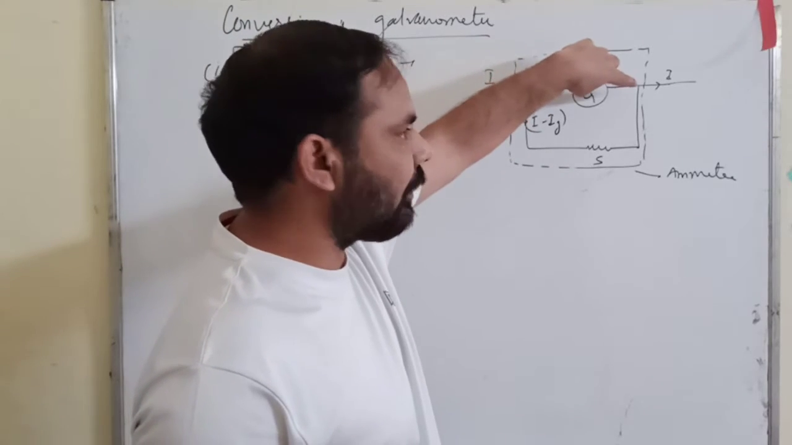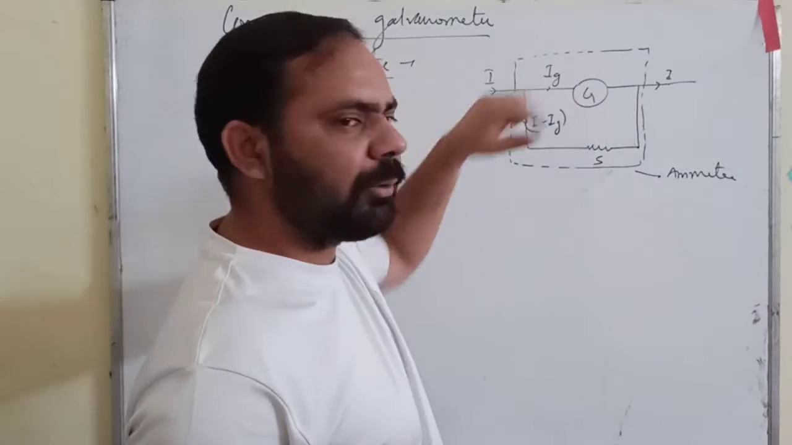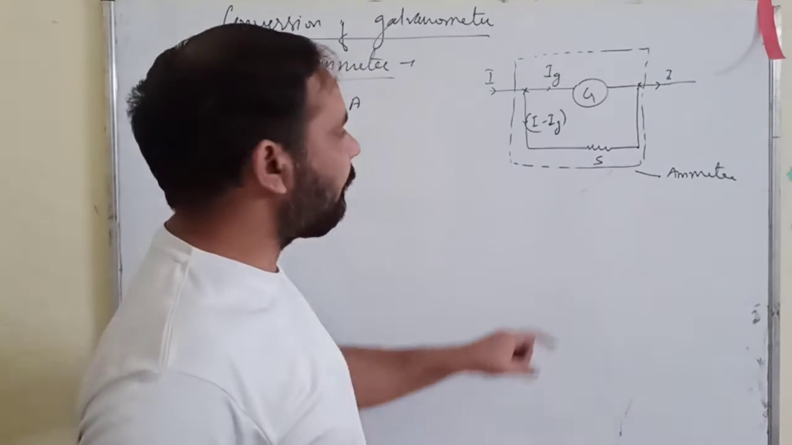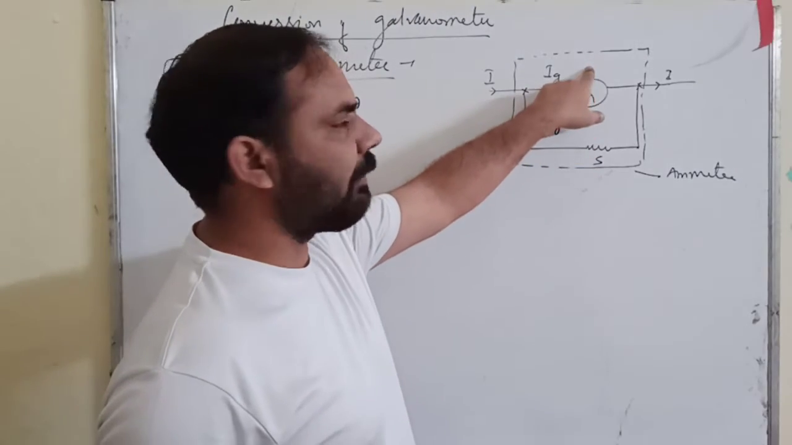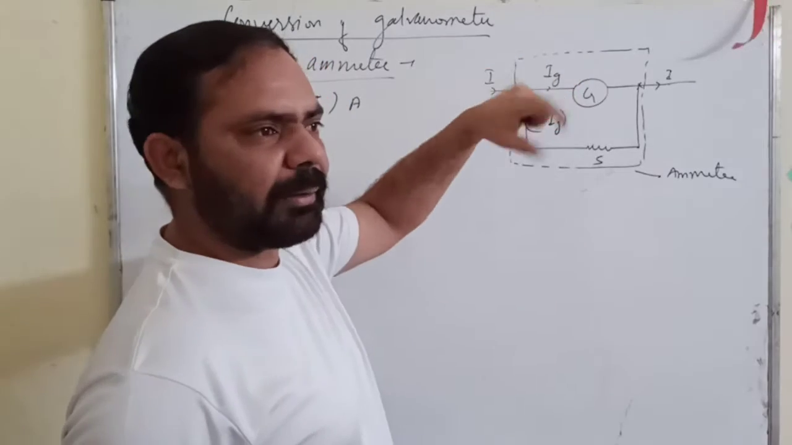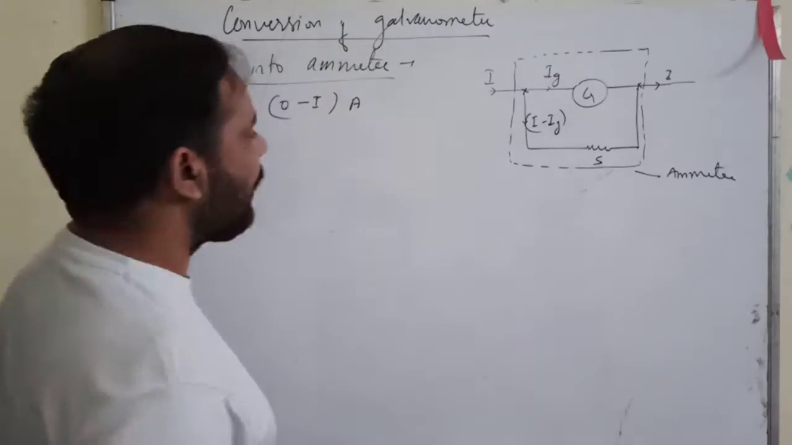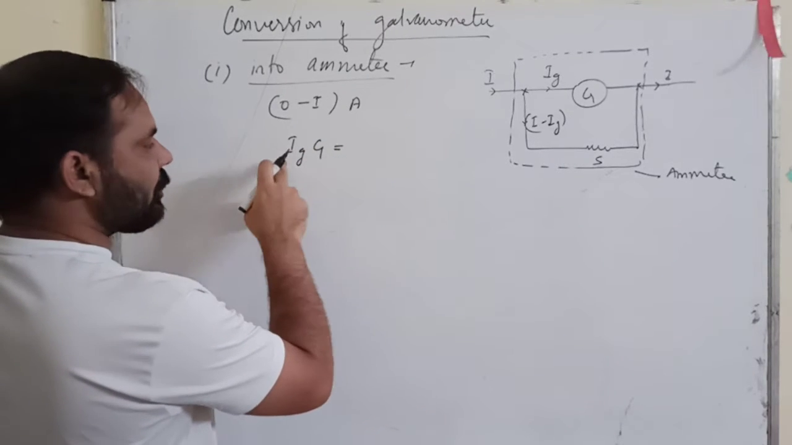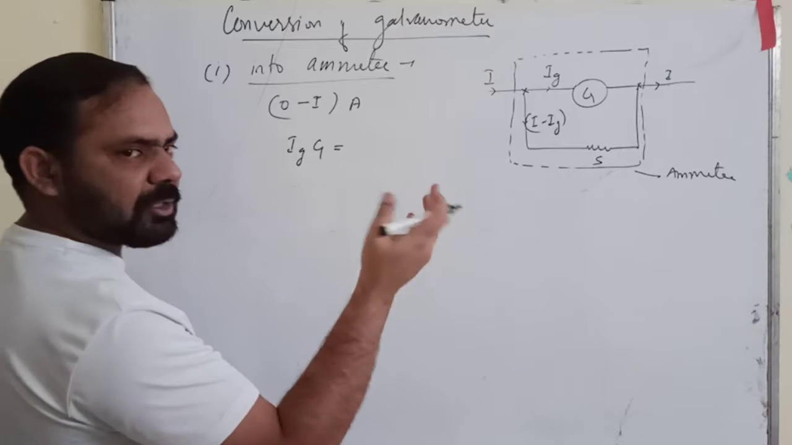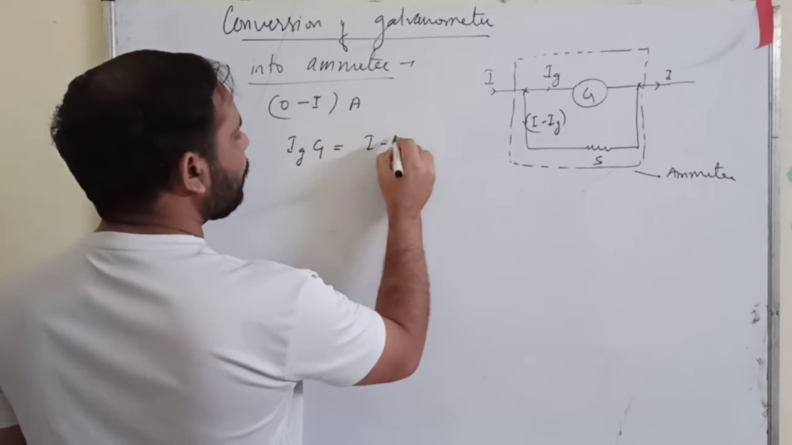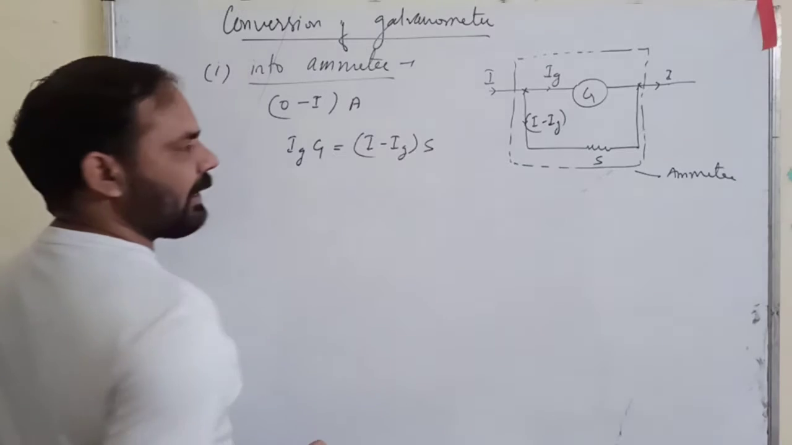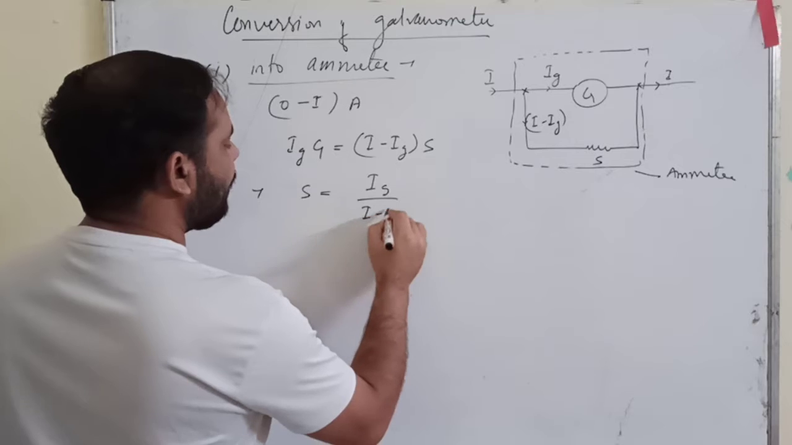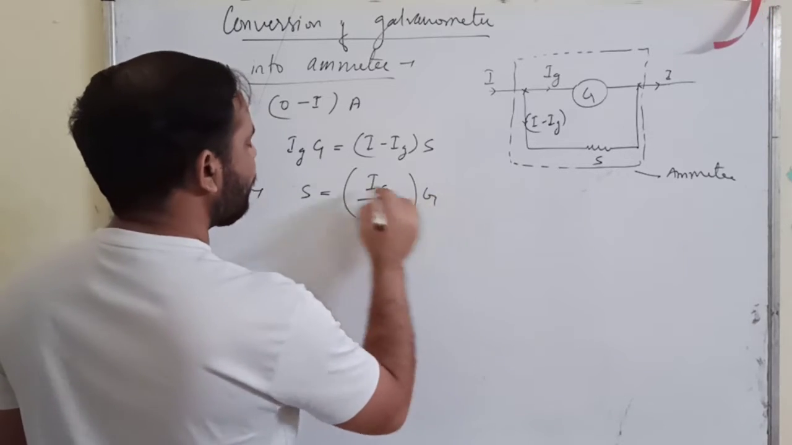Now potential drop across G is equal to, since S and G both are connected between two same points, potential difference across S is equal to potential difference across G. They are parallel, and in parallel connection potential difference is same. So it means that you can say V equals IR, Ig into G, where G is the resistance of the galvanometer, is equal to (I minus Ig) into S. So from here S is equal to Ig upon (I minus Ig) into G.